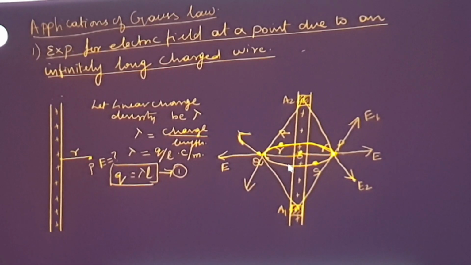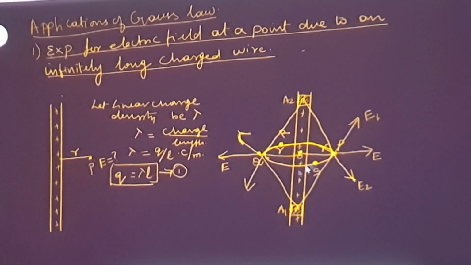Then at all these points on the surface of the circle, the magnitude of the electrical field is the same and the direction is acting radially outwards for these two elements A1 and A2. If you are considering these two charged elements A1 and A2, the electrical field on the surface of this circle is of the same magnitude. So from this property, we can infer that the charged wire possesses a cylindrical symmetry.